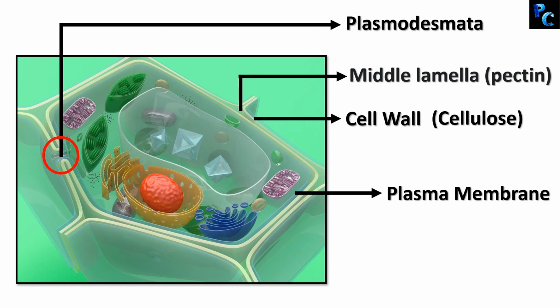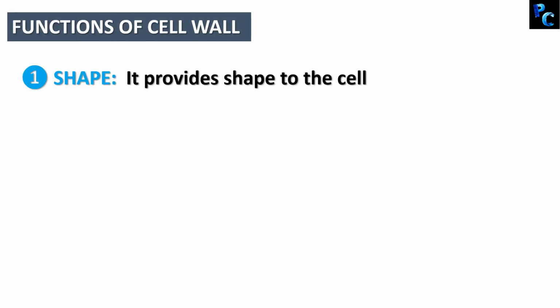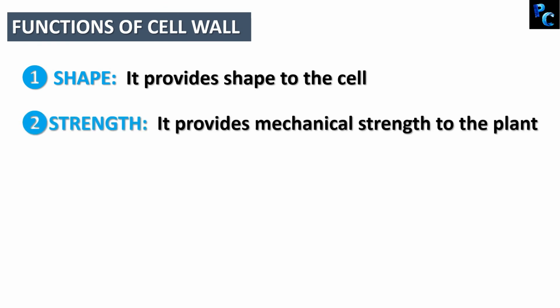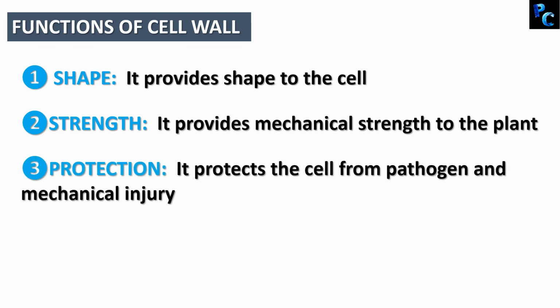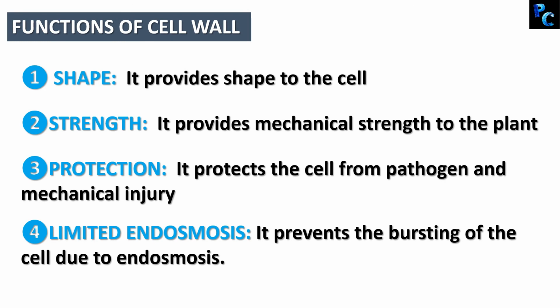So, what are the functions of a cell wall? Firstly, it provides shape to the cell. Secondly, it provides mechanical strength to the plant. Third, it protects the cell from pathogen and mechanical injury. Fourth, it prevents the bursting of the cell due to endosmosis. We have seen before that it produces turgor pressure, which stops the process of endosmosis.